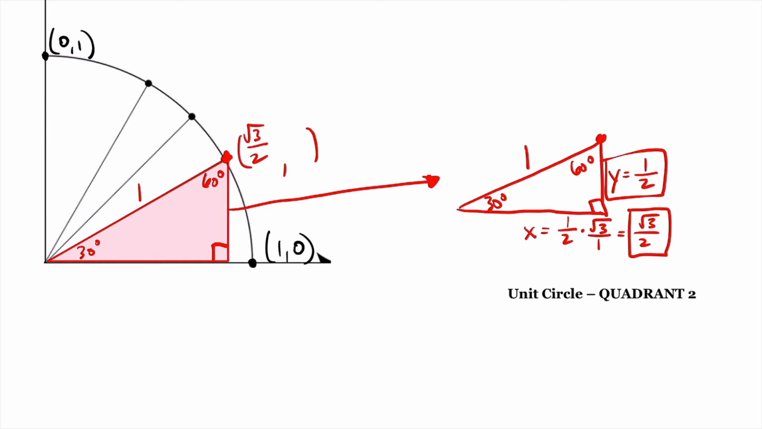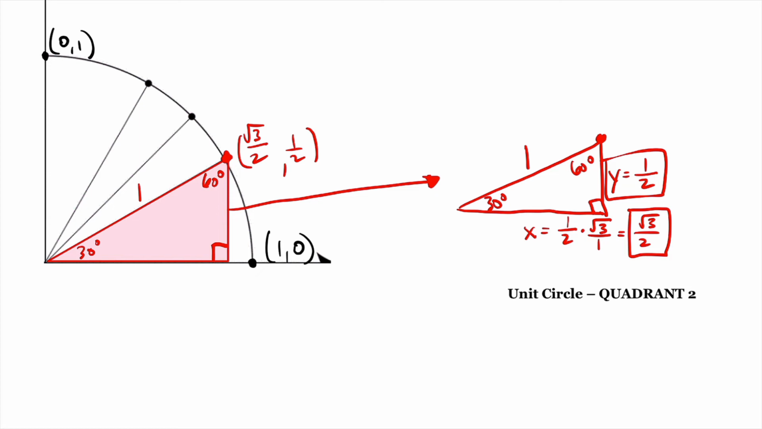And then how far up do I need to go? 1/2. There you go. I'm at that dot. I know direction, both positive, so I go right and up, and I know how far the distance is. Okay. That's the hardest one we're going to do today.